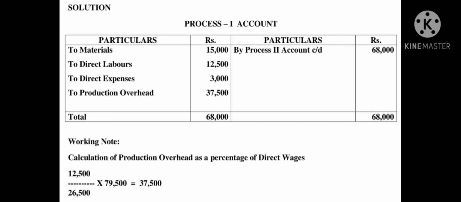It is on the debit side only, not on the credit side, because there is no value to be entered on the credit side. So the 68,000 is to be carried down on the credit side. What I have put is by process 2 account. Actually we are preparing the process 1 account, but I have written process 2 account here because this value is to be carried down and brought down to the process 2 account. That's why it is mentioned. So the value is 68,000. Now it is tallied, that is, equalized. Do you understand process 1? I hope you can understand. Now let me go to the process 2 account.